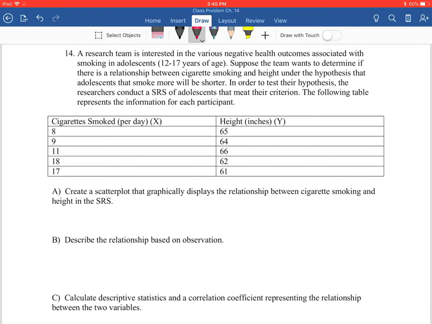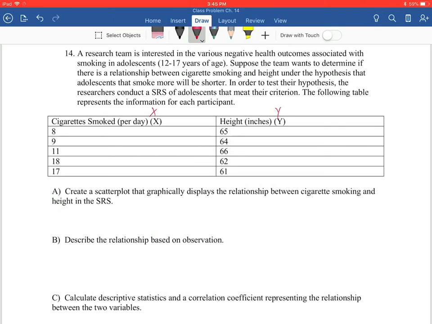So we have a research team who's interested in the various negative health outcomes associated with smoking in adolescents. Suppose the team wants to determine if there's a relationship between cigarette smoking and height under the hypothesis that adolescents that smoke more will be shorter. In order to test their hypothesis, the researchers conducted a simple random sample of adolescents that meet their criteria. The following table represents the information for each participant.